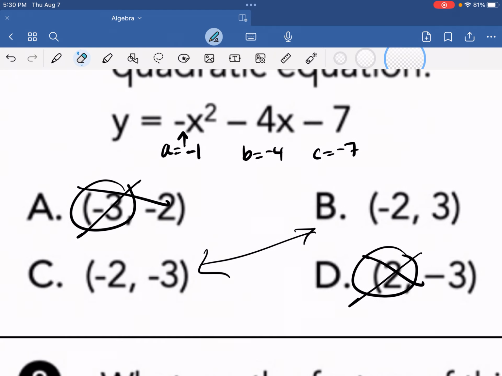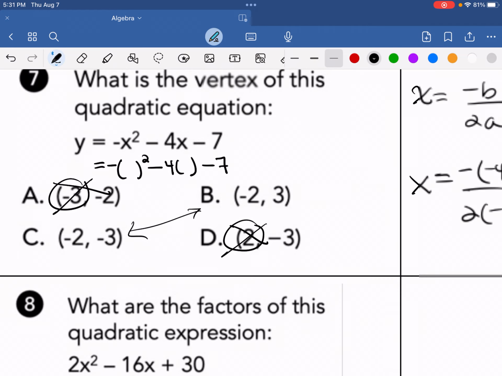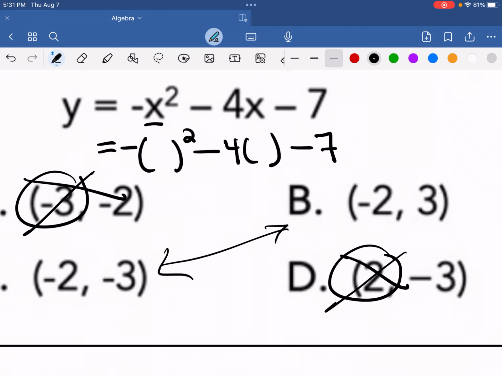So here, I'm going to erase this stuff. It's negative, and then it's x squared, -4, and then x, and then -7. We know that the x equals -2. We did that from here. So where you see an x, which is right here and right here, you're going to put a -2. So I'm going to put a -2, and then I'm going to do my math.